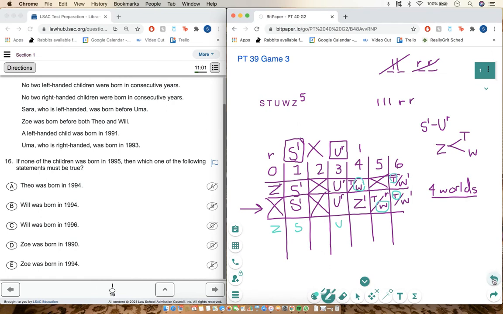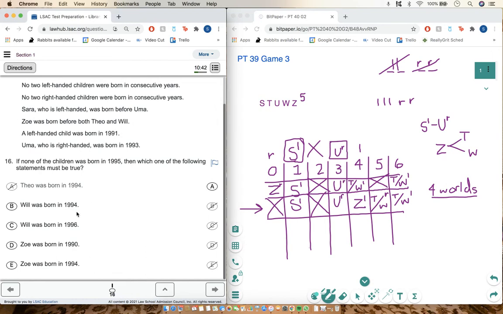Let's go back to before we filled out those circles. Does it have to be true that Theo was born in 1994? No, because Will could be born in 1994, right? And Theo could go in 1996. So that's not a must be true thing. That does not have to be true. So we can cross that out.